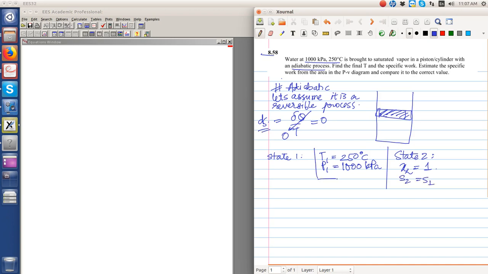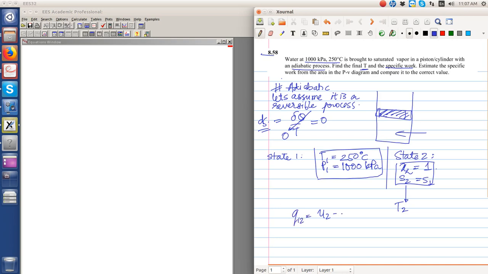So this defines completely state 1, this defines completely state 2. We know both the states, so we must find out the final temperature. This is found out easily using these properties. So Q12 equal to 0. We have been asked to find the specific work, we have not been given the volume of the cylinder, so we can work with specific quantities.